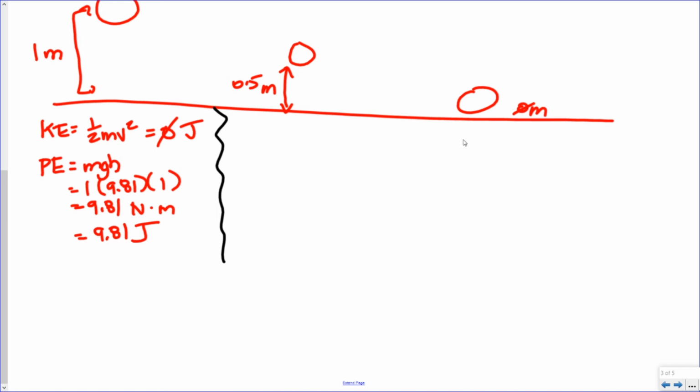Let's look at potential energy first. Potential energy is mgh. My mass is still 1, acceleration due to gravity is still 9.81, but my height is 0. So what is my potential energy? It's 0 joules. What did we say when we looked at this before? All of my energy got converted to kinetic energy.